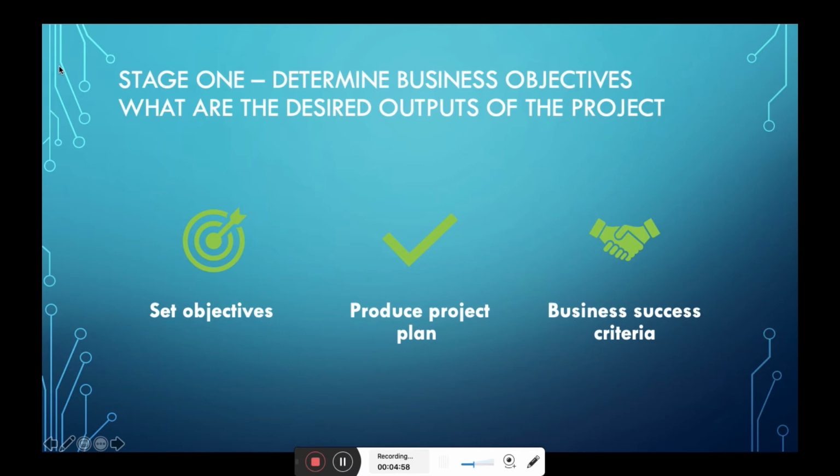The first thing is you need to set an objective, then you need to produce a project plan, and lastly, you need to set business success criteria. I will talk about each and every step now. Setting up an objective means describing your primary objective from a business perspective. There may be other related questions that you would like to address. For example, your primary goal might be to keep current customers by predicting when they are prone to move to a competitor.